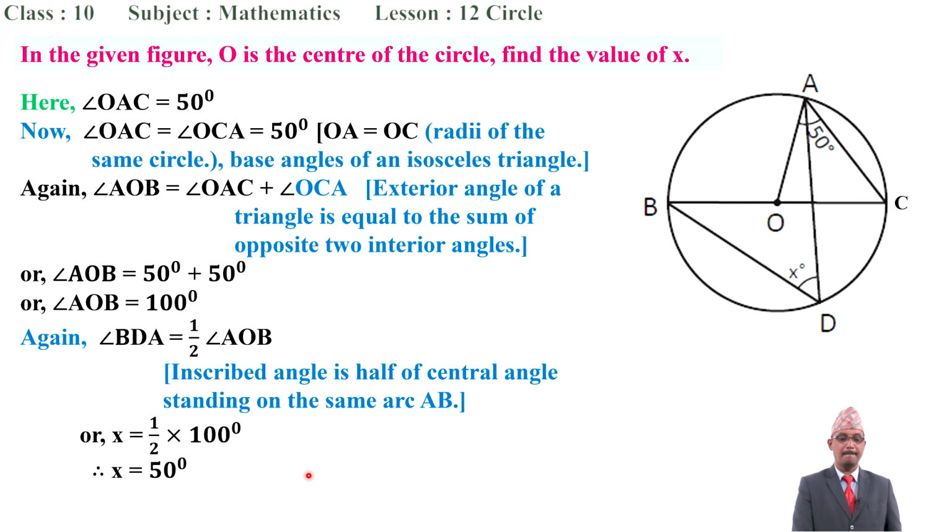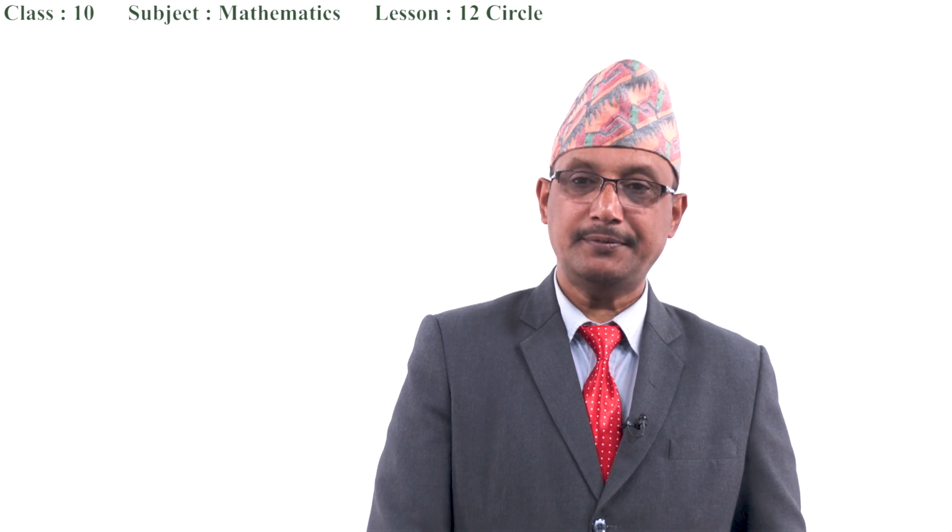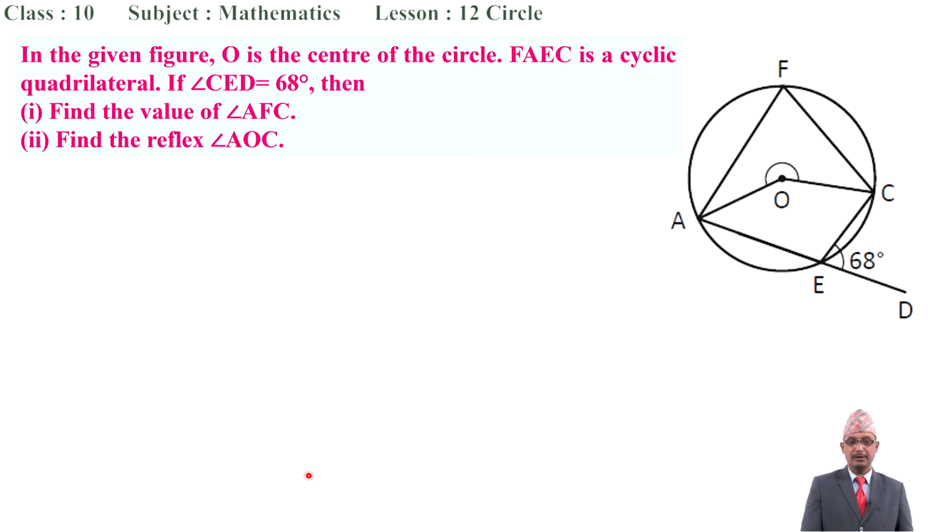Got it? Okay. Can we move to another question? Look here, another question. In the given figure, O is the center of the circle. Look here, O is the center of the circle. FAEC is a cyclic quadrilateral. FAEC is a cyclic quadrilateral.